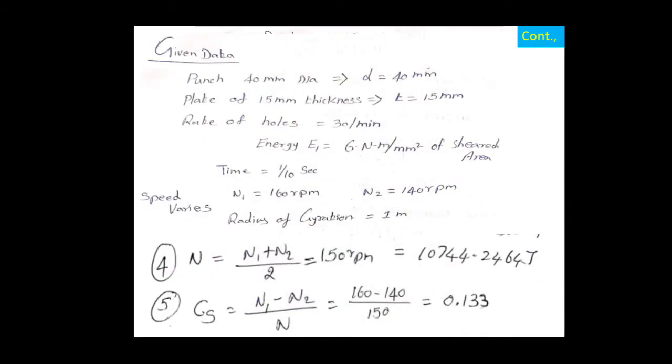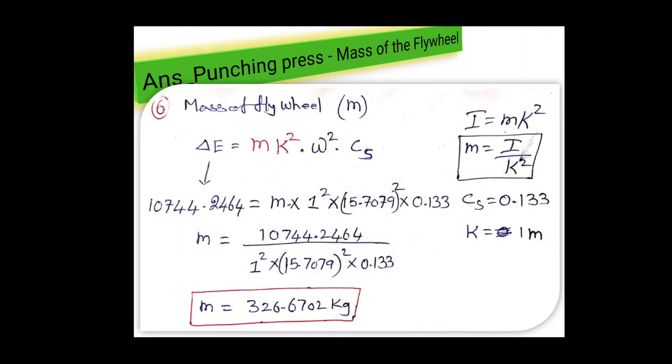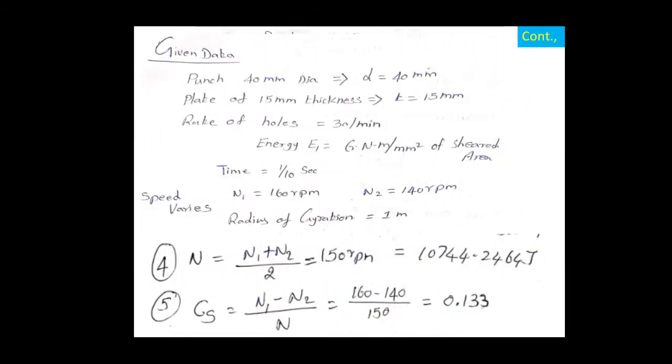Next slide. As per the given data, n1 is 160 rpm, n2 is 140 rpm, and the radius of gyration is 1 meter. With respect to n, we have to identify the mean speed. N1 is the data and n2 is the other data. Substitute here and find the value of 150 rpm.